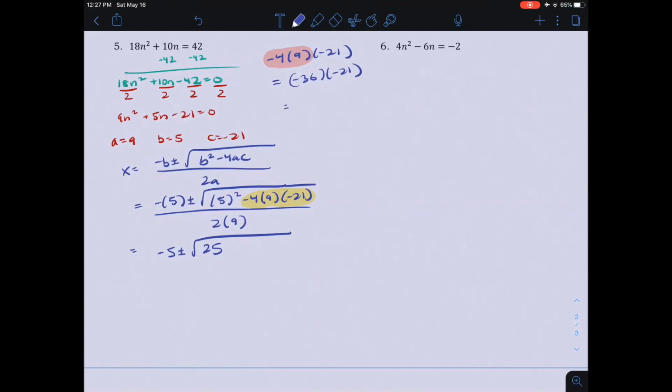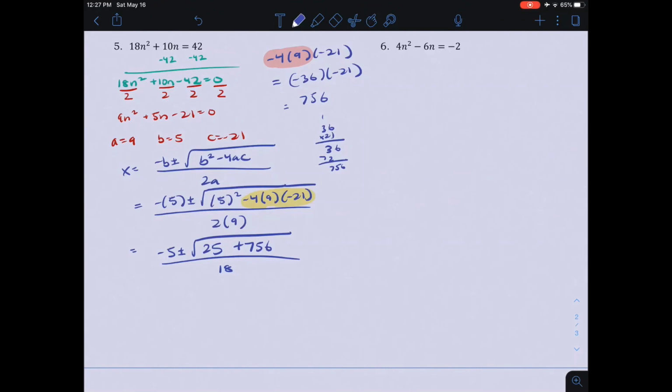And then from there, what you can do is just do 36 times 21, right? And you'll end up with 756. And it'll be positive because both numbers that are multiplied are negative, right? A negative times a negative is positive. So this will just become plus 756 all over 18.